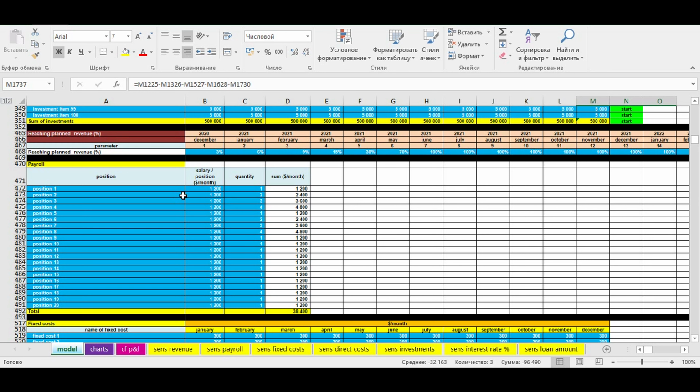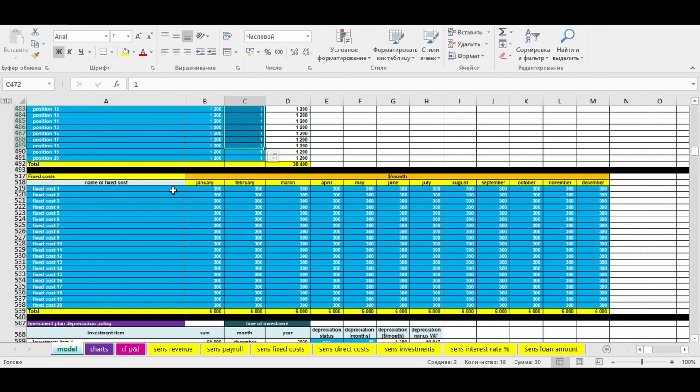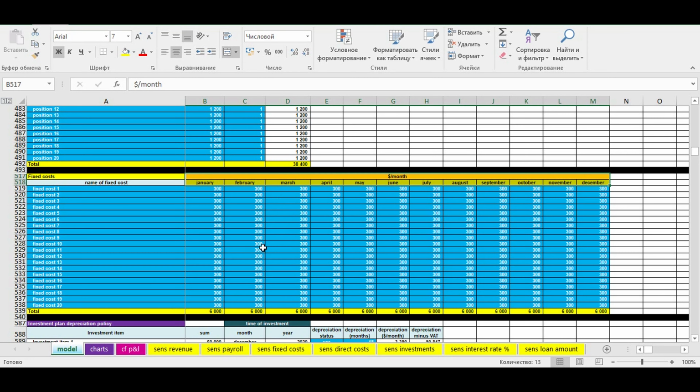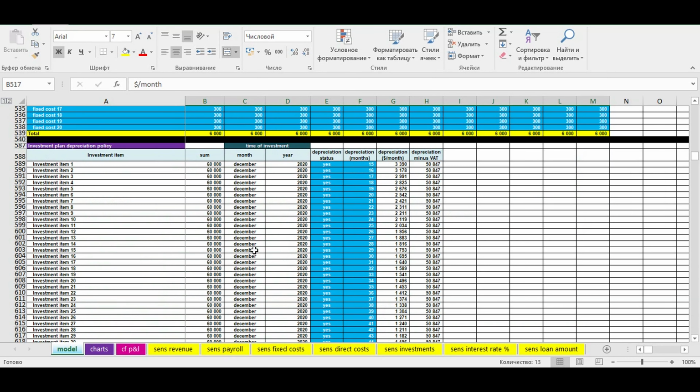Then you have a payroll table where you mention salaries, positions, and the amount of people on each position. Also, your business may have some fixed costs which can be specified here in a typical year. Going ahead, you also have a depreciation table. If you have a depreciation for the investment item, you can set the depreciation status and specify the period of depreciation in months.